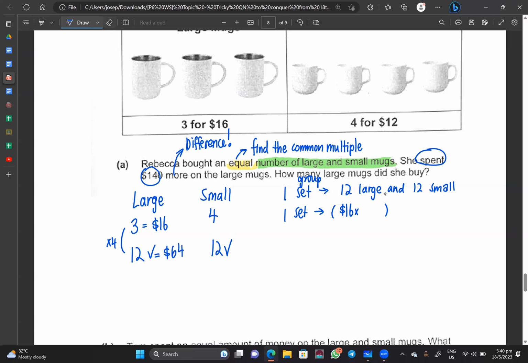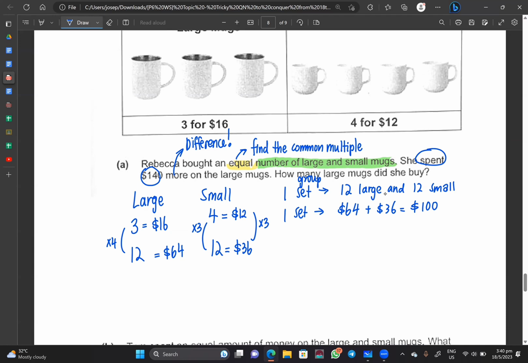The amount that this person has to pay for 12 large mugs will be $64. And if 4 small mugs is for $12, from here to here you times 3. So from here to here you also times 3. What happens is that you will get $36. Do you understand? I don't want to do the calculations here because I'm afraid that they will confuse you. So this is $64 plus $36, and we get our answer of $100. Can you all see that? So one set, I will need to spend how much? $100. Understand? If I buy 10 groups, that means I will have to spend $1,000.